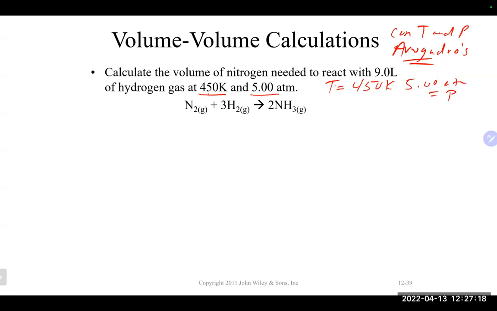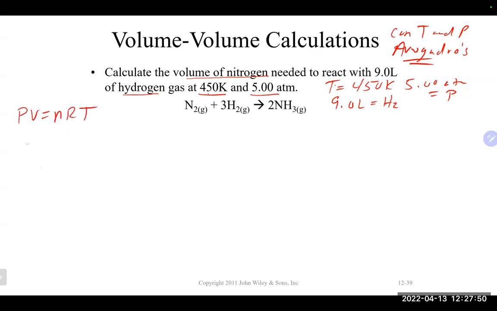So if we wanted to know the volume of nitrogen gas if we reacted with 9 liters of hydrogen gas, we can just approach it stoichiometry-wise like normal and use the ideal gas law. We are given 9 liters of hydrogen gas. So in this case, starting with the hydrogen gas, after we have the balanced equation, we can use PV is equal to nRT.